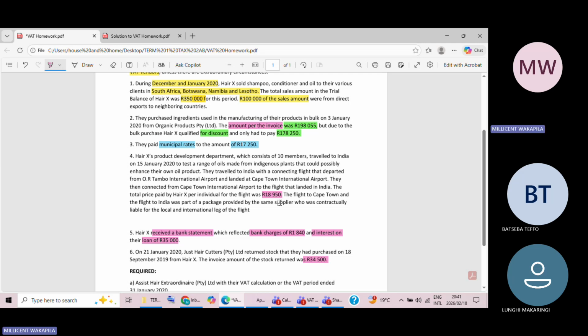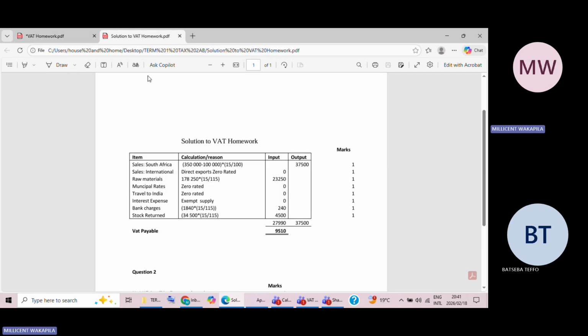Okay. And then the bank statement, right? You know that a bank statement is some kind of an invoice, right? So the bank statement is also 15 over 115 because it's classified also as an invoice. Okay. And then now what else? The goods that were purchased, right? It clearly says here that the invoice amount was 34,500, meaning to say you would have to say 15 over 115, right? As you can see here from the calculation and the reason, that's how they did it. Okay.